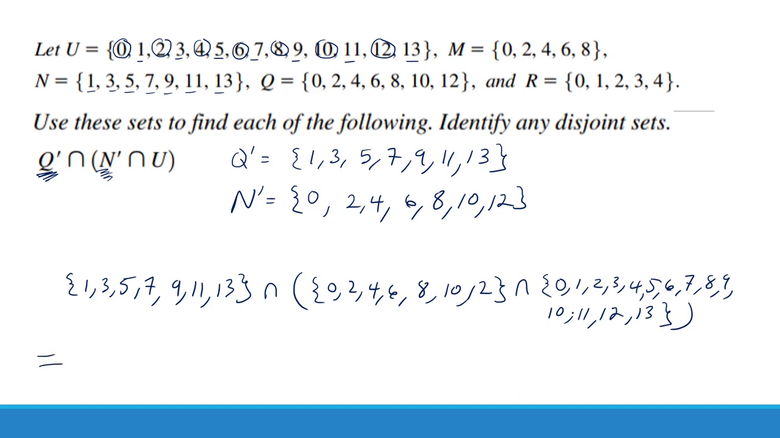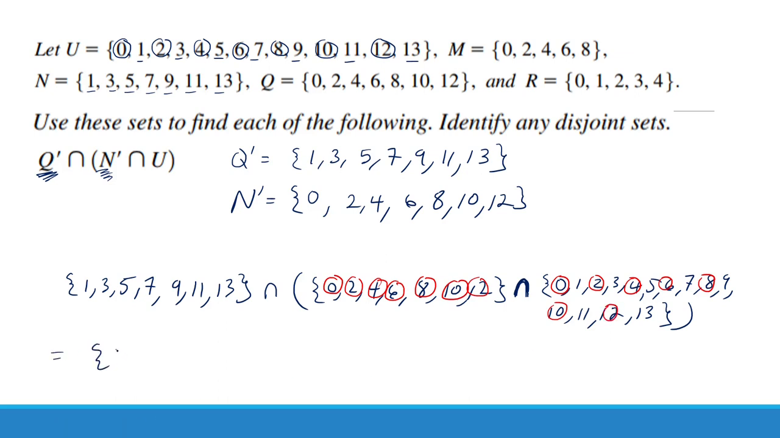Now we always start with the inside of the parentheses first. We have intersection. Remember, that has to be in both. So we're going to look at the numbers that are in both. 0 is in both. 2 is in both. 4 is in both. 6, 8, 10, and 12.